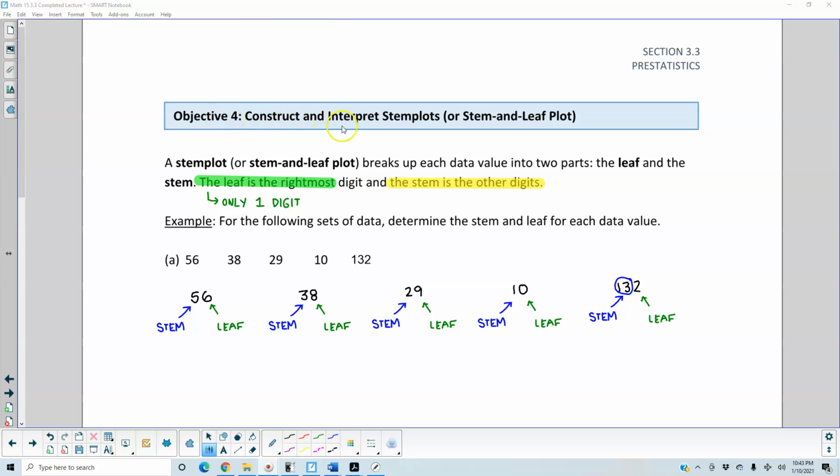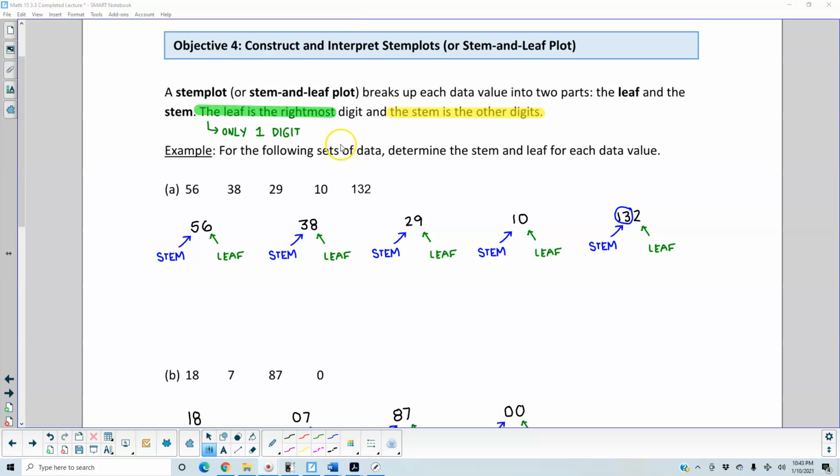Objective 4, construct and interpret stem plots or stem and leaf plots. A stem plot breaks up each data value into two parts, the leaf and the stem. The leaf is the rightmost, which is only one digit, and the stem is the other digits. So for example, for the following sets of data, determine the stem and leaf for each data value.